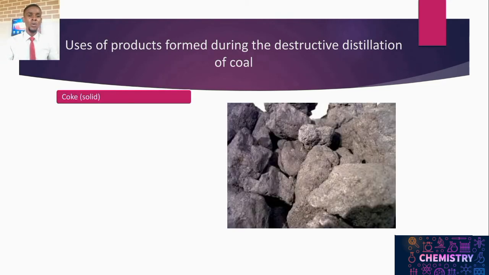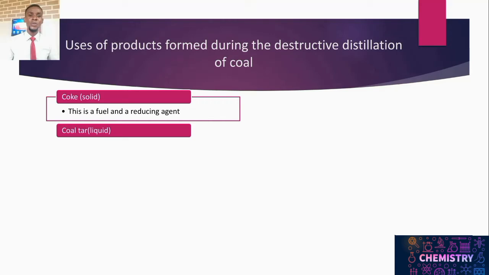The first thing is coke. Just know that coke is the solid aspect, and it is used as a fuel and a reducing agent. In most industries, they require a source of fuel and reducing agent for some of their product. So coke is a major source of fuel and reducing agent for these industries. The next product is coal tar.